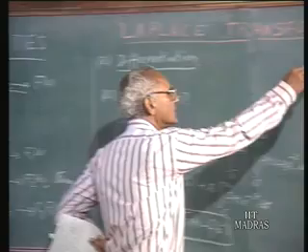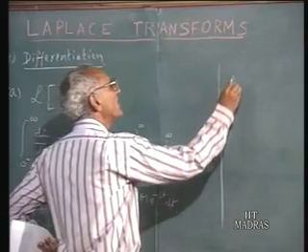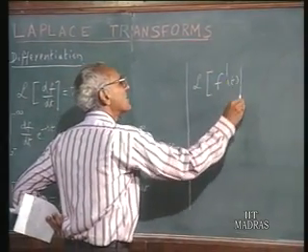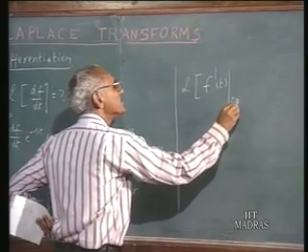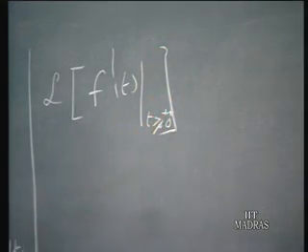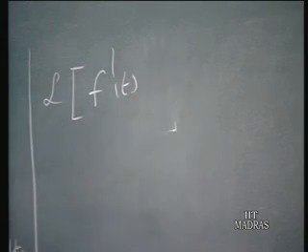Often we would like to find out the Laplace transform of f prime t for t greater than or equal to 0 plus. That means any jump that this function has got in transiting from 0 minus to 0 plus, we would like to exclude.